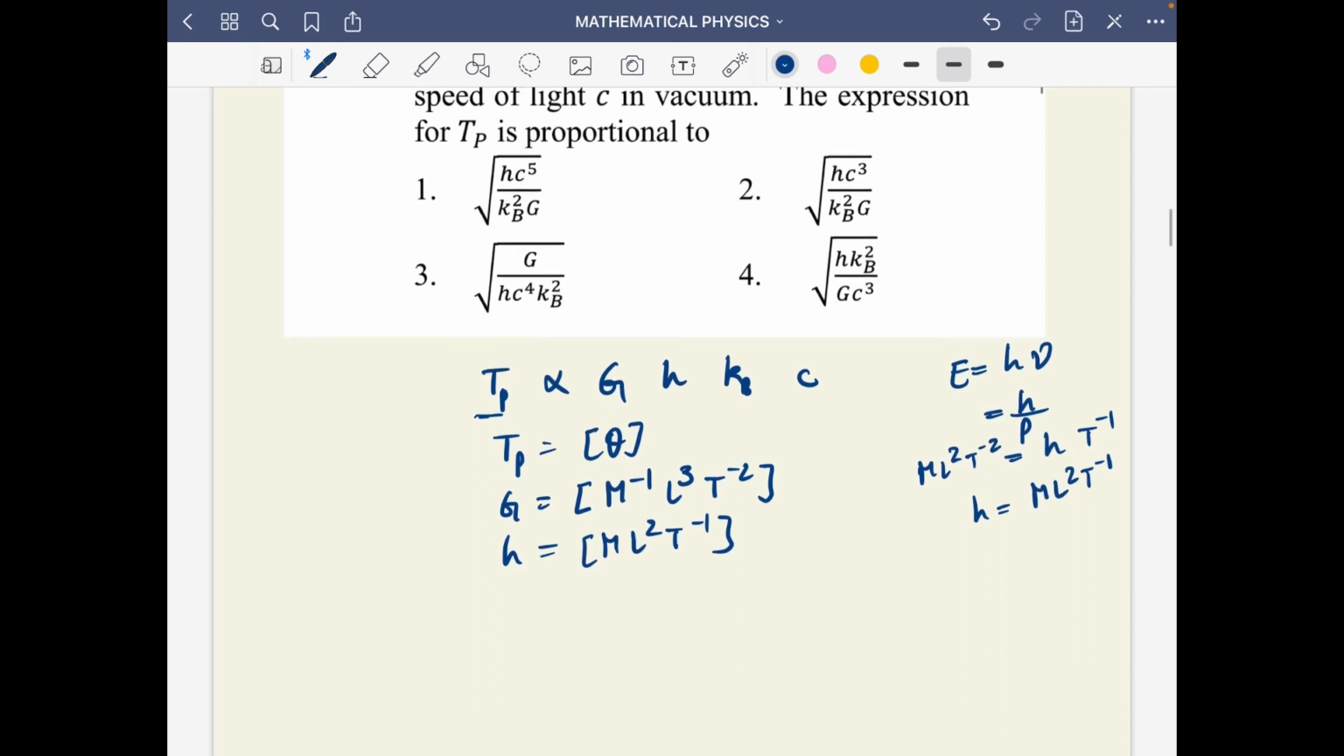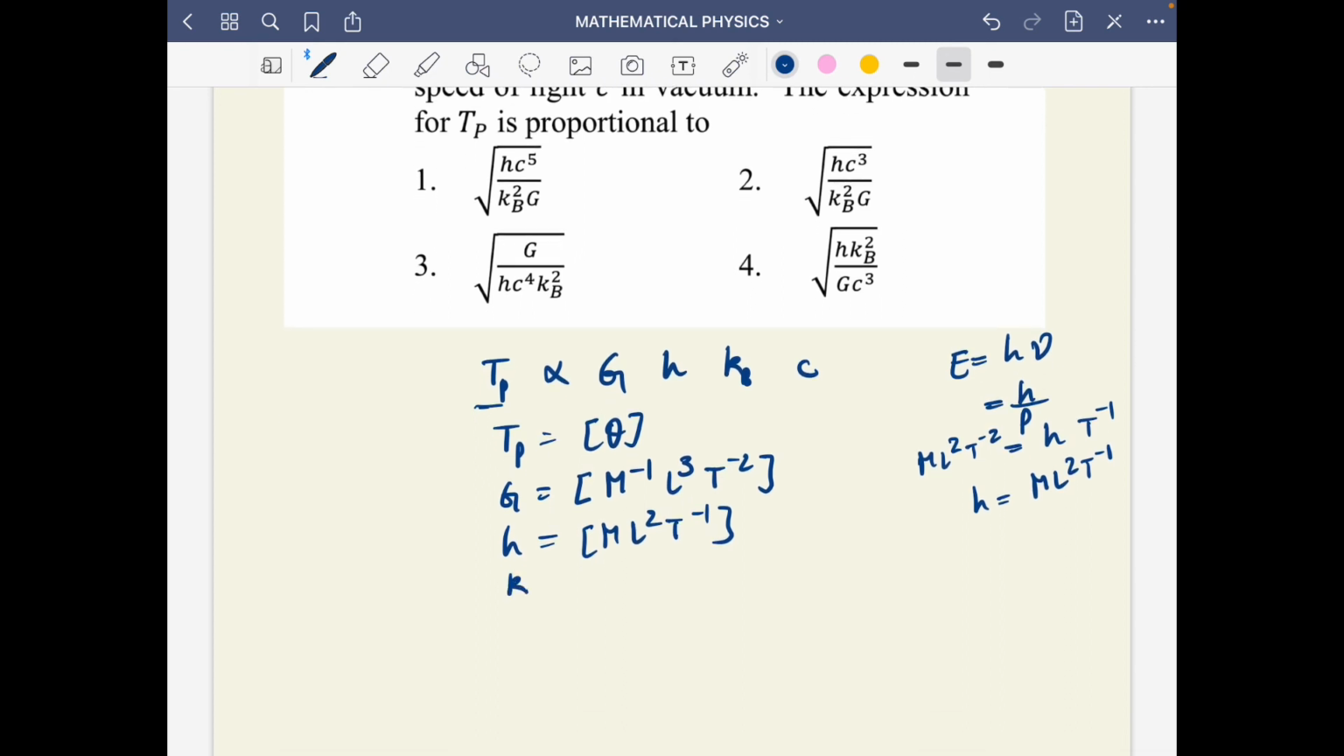And another one is kB, the Boltzmann constant. Again, it can be calculated from any equation which you wish. Let's calculate from E equals kB T. E is again M L square T to the power minus 2, and T is the temperature, so theta to the power minus 1 is multiplied only. So M L square T to the power minus 2 theta to the power minus 1. C is the speed of light, which is L T to the power minus 1. Now we'll substitute. G will have some power A, B, C, D. It must be having some powers. So I have substituted like this.